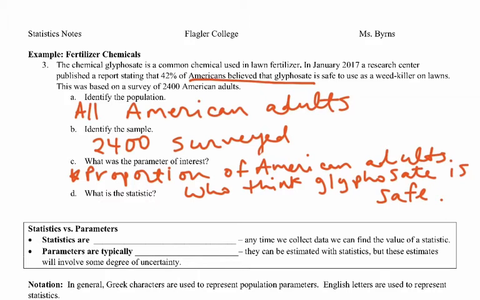We don't actually know what the parameter is, so we estimate it using the statistic. The statistic is the 42% of the sample who said it was safe. We think that 42% of the population thinks this chemical is safe. We don't know for sure though, so we're estimating it using the sample.